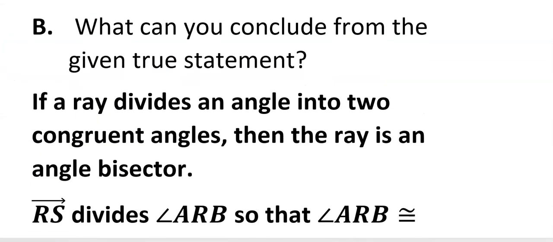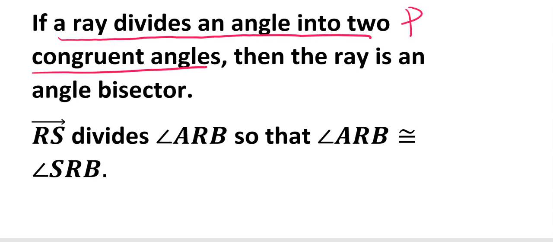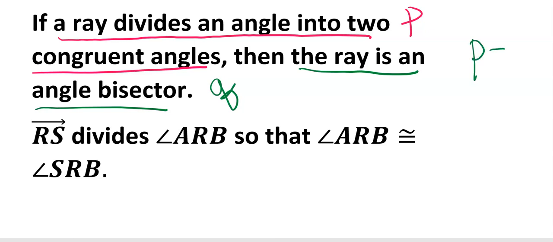What can you conclude from the given true statement? Now this one changes it into a little bit of geometry stuff, so it makes it a little bit harder. If a ray divides an angle into two congruent angles, this is P, then the ray is an angle bisector. That's Q. So far we have P arrow Q.